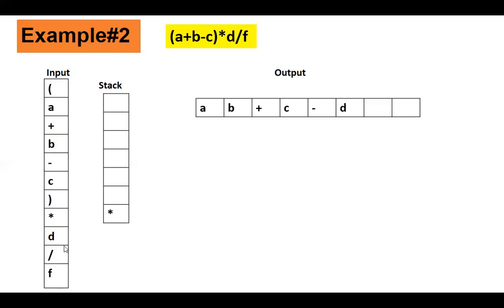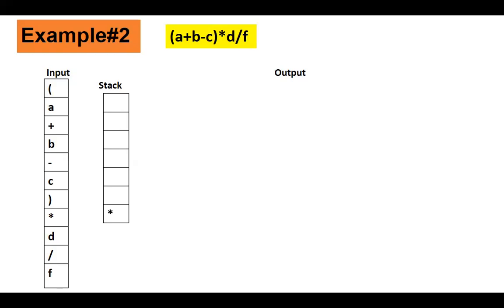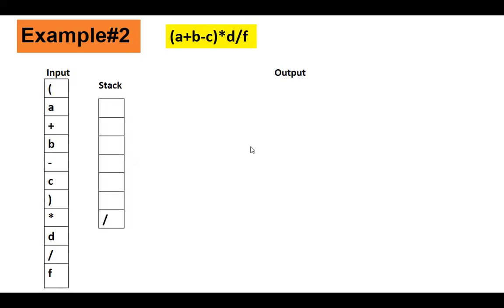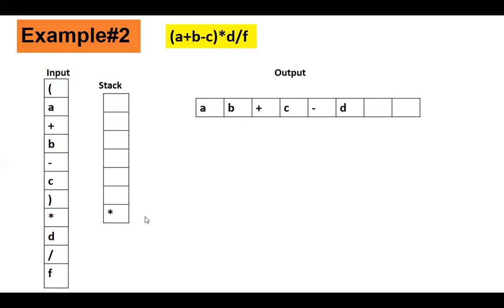Next, what you read is an operand, that is D. Whenever you read an operand, you directly add it to the output. Stack remains as it is. Fine. Now next, what you read is a division symbol. Now when you read a division symbol, the incoming operator is division, in stack was multiplication.